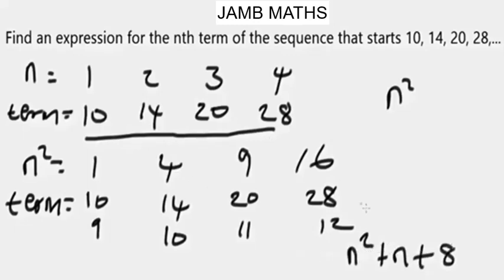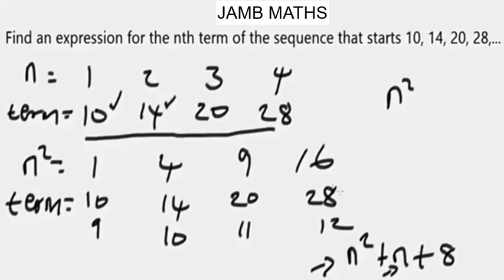When we plug in 1 for n, 1 square gives us 1, 1 plus 1 gives us 2, 2 plus 8 gives us 10. So it's valid when n is 1. Now when n is 2, 2 square gives us 4, 4 plus 2 gives us 6, and 6 plus 8 gives us 14. So it's valid for this one.